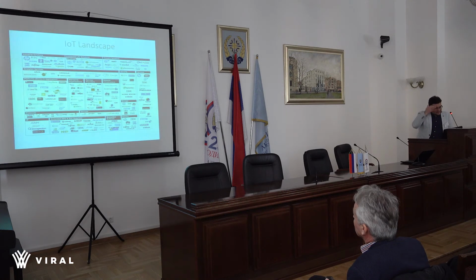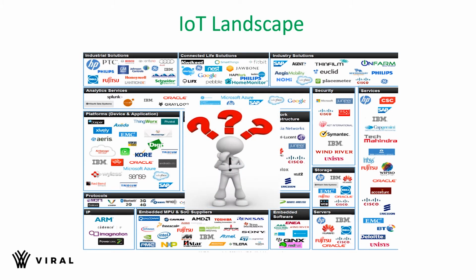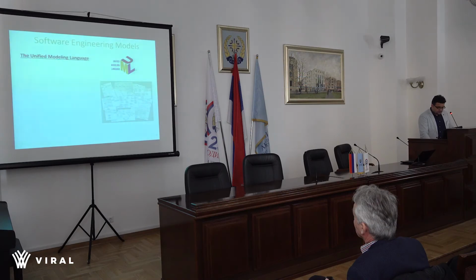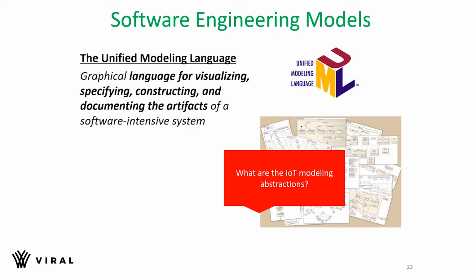So if you look at the IoT landscape, if you want to start a new project on IoT, you can see a lot of services, industry solutions. So it's quite complicated. If you want to build a robust system, you have to look at a lot of components, services, infrastructures. So what we offer here is the use of software engineering, again, Unified Modeling Language, which is commonly used in software engineering. It's actually a graphical language for visualizing, specifying, constructing, and documenting the artifacts of any software system.